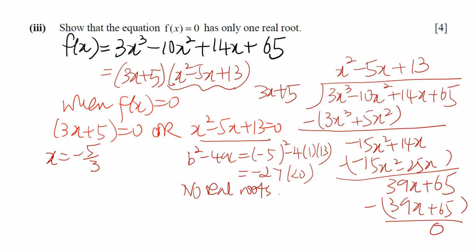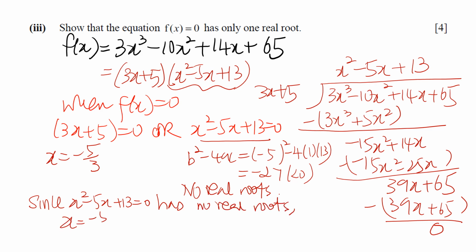For x squared minus 5x plus 13 equals 0, the value of the discriminant is negative 27, which is less than 0. So this equation has no real roots. So we need to do an explanation. Since x squared minus 5x plus 13 equals 0 has no real roots, x equals negative 5 over 13 is the only real root. Okay, that's how you do it.